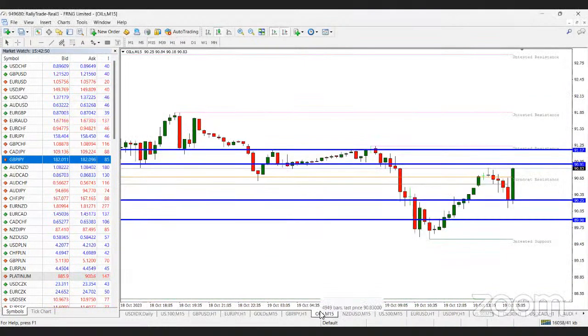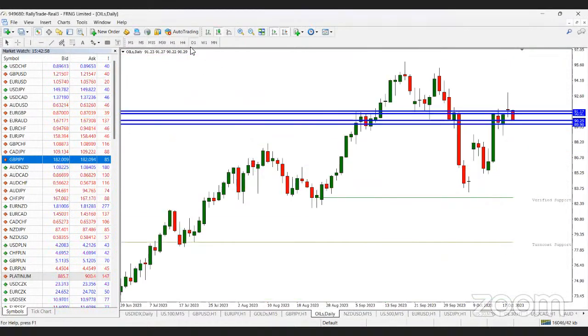Our oil is headed for the buy stop. I'm still very convinced that oil will fall. I think we talked about this in the morning. Still very convinced that oil will actually fall.